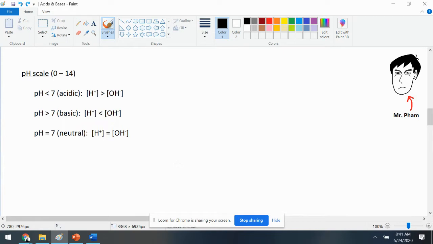Okay, so for today's lesson, we are going to be looking at a pH scale. What is a pH scale? And lastly, how do we calculate the pH of a solution?